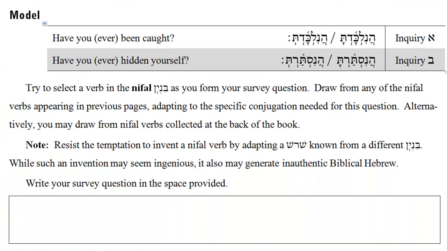Think of something that you'd like to ask your classmates. As you do so, try to select a verb in the Nifal binyan.